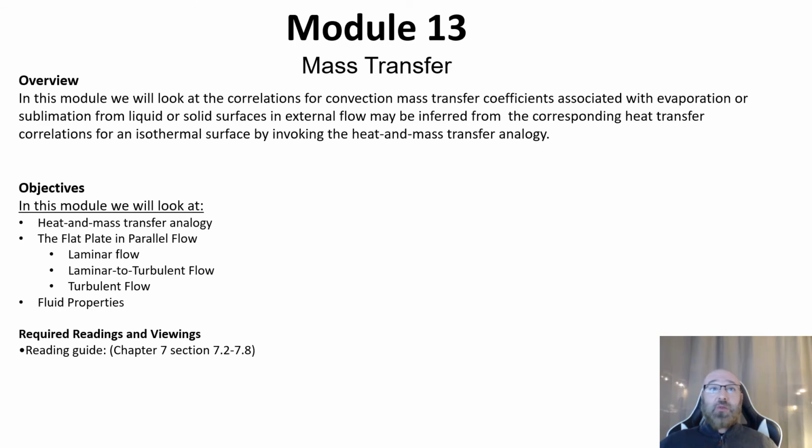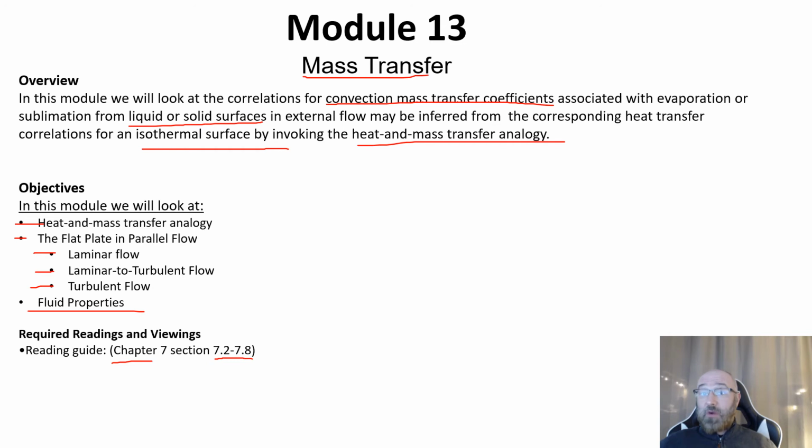So as we jump into our Module 13, the topic we'll be looking at is mass transfer. In this module, we're going to take a look at the correlations of convection mass transfer coefficients associated with evaporation or sublimation from liquid or solid surfaces in external flow. These may be inferred from corresponding heat transfer correlations for an isothermal surface by invoking the heat mass transfer analogy. So within this module, we'll take a look at that heat mass transfer analogy, take a look at flat plate and parallel flow, specifically looking at the laminar flow, the laminar to turbulent region, and the turbulent flow as well. Then the last topic we'll be taking a look at is fluid properties. So this relates back to chapter 7 in your book, sections 7.2 through 7.8.